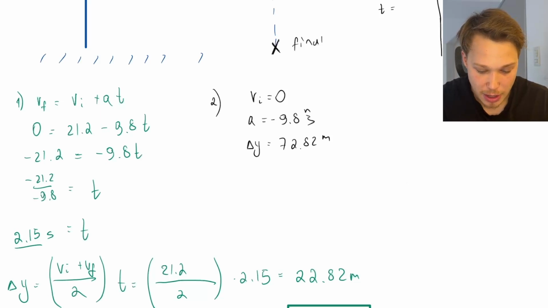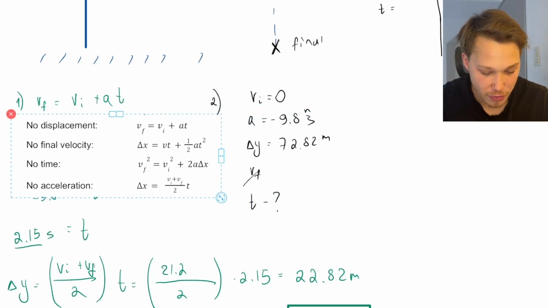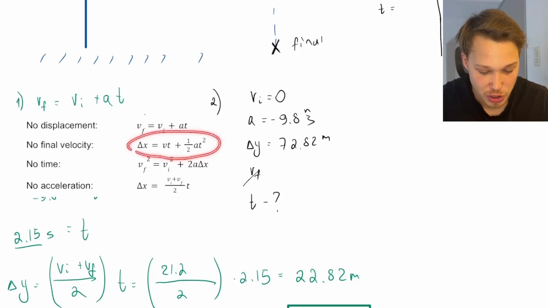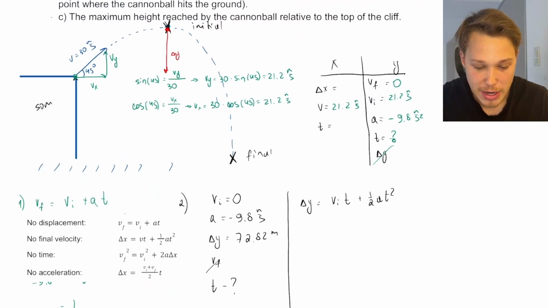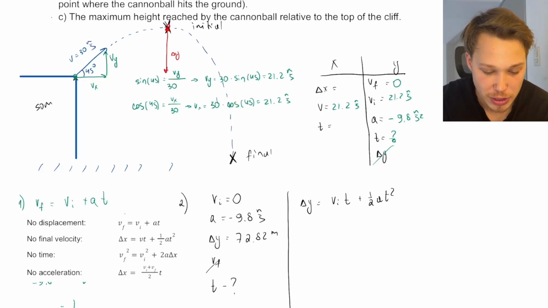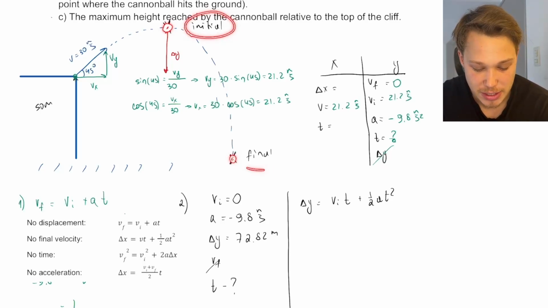Let's take a look. The variable I don't care about is the final velocity. So based on this, let's pick our equation. Without the final velocity, what I should do is select the first equation right here: delta y is equal to initial velocity times t plus 1/2 a t squared. One more time, right now what I'm doing is solving for the time it takes to go from this top height all the way to the ground.